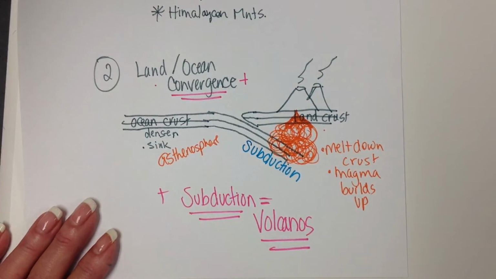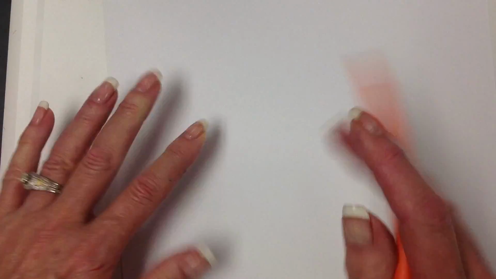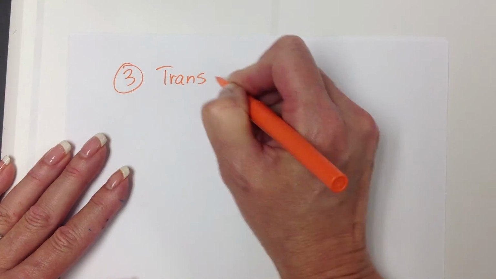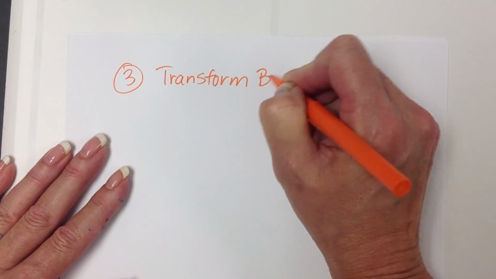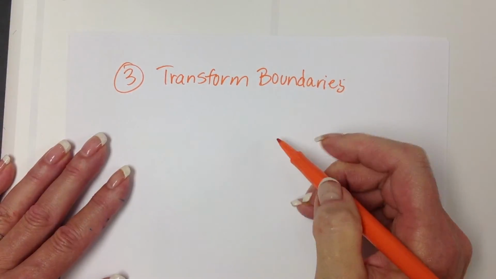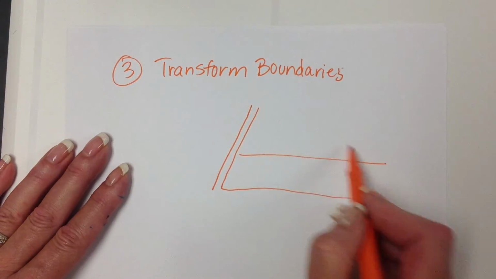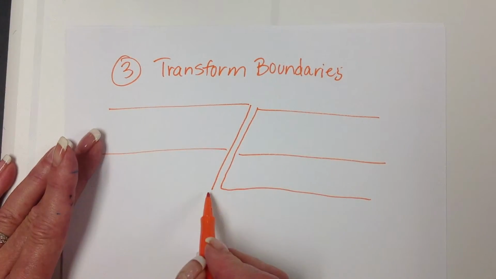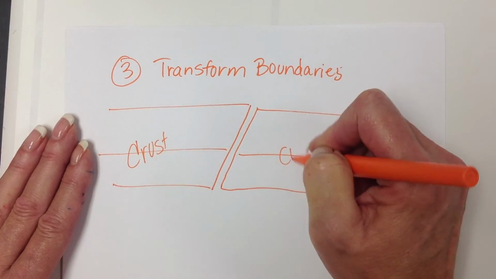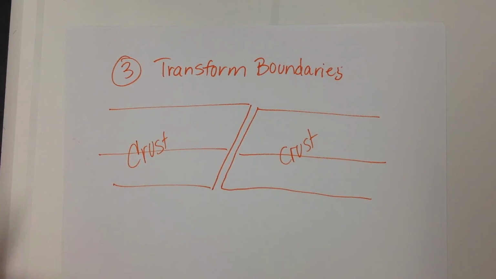All right, we're going to do one more. And we're going to talk about transform boundaries. So number 3 would be transform boundaries. So here, where the two plates meet up, here they are. Here's that crust. Those lithospheric plates or crust.